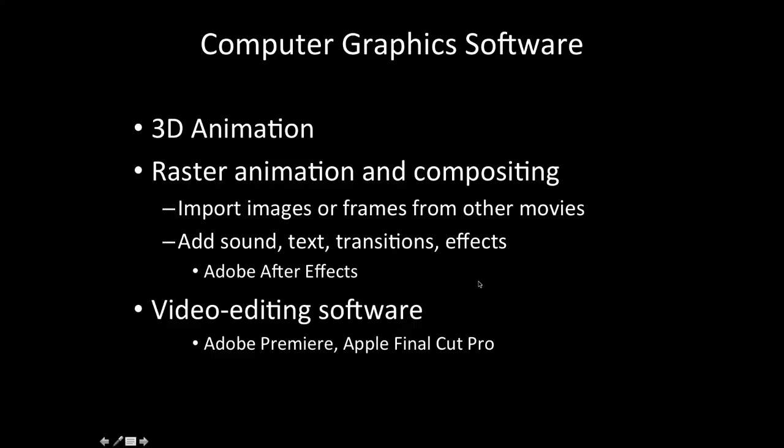In addition to a compositing program like After Effects, there's also very sophisticated video editing software that allows for additional kinds of special video effects to be added to your movie. It allows for working with sound. And in particular, these video editing programs have the ability to export your animation in different formats that are designed for viewing on different kinds of media.